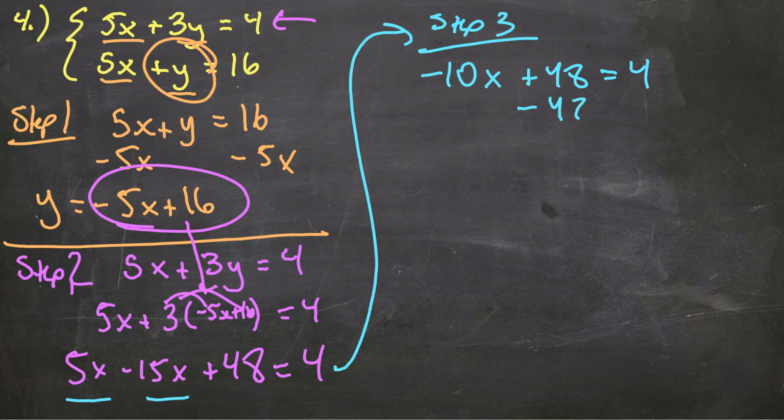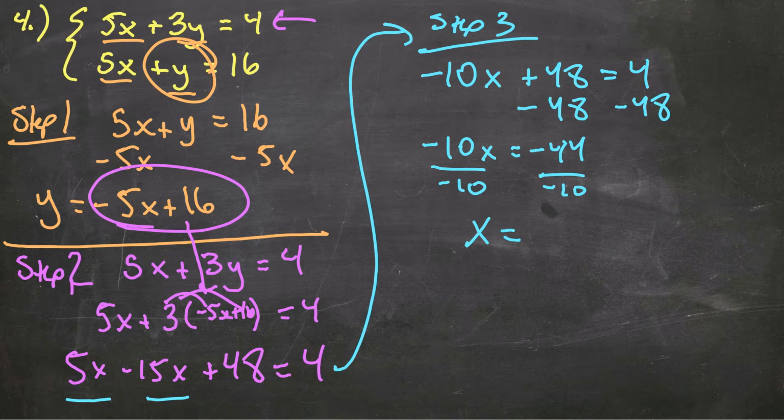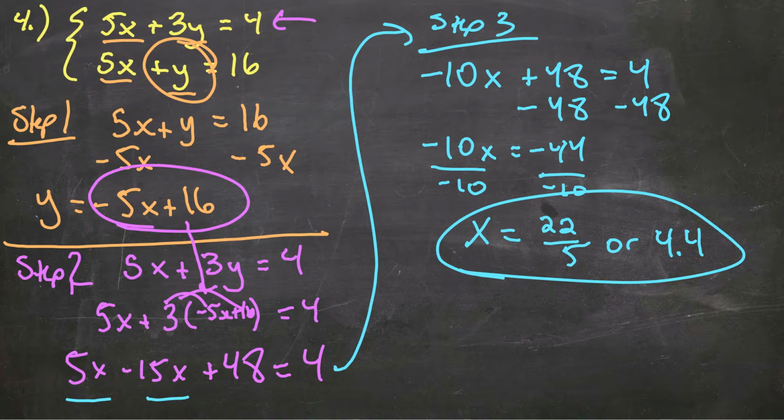Now I'm going to subtract 48 from both sides. I get minus 10x equals minus 44. I divide by negative 10, divide by negative 10. I get x equals, I would have written 22 over 5, but you're probably going to write 4.4. Either one of those is okay, and that's a number answer.